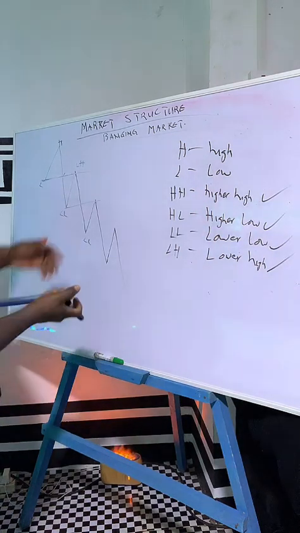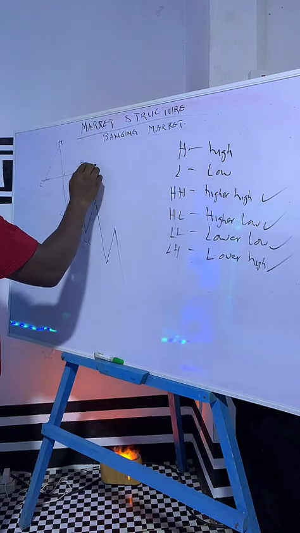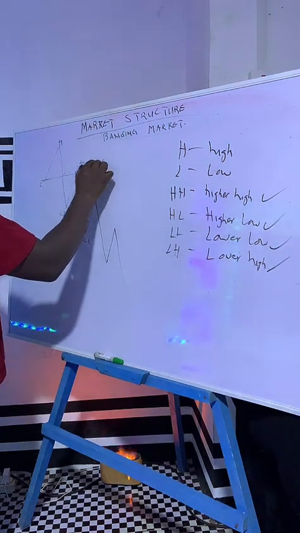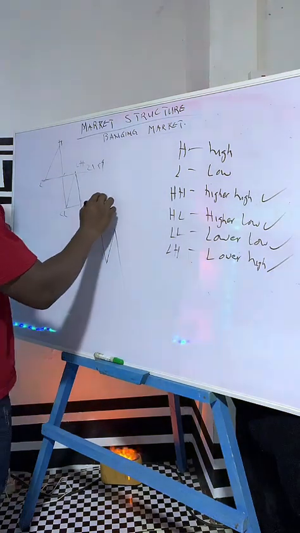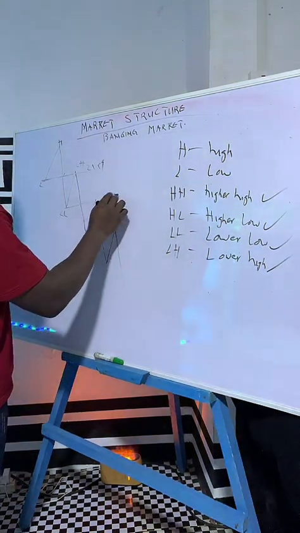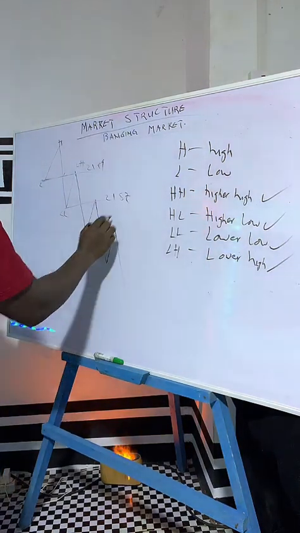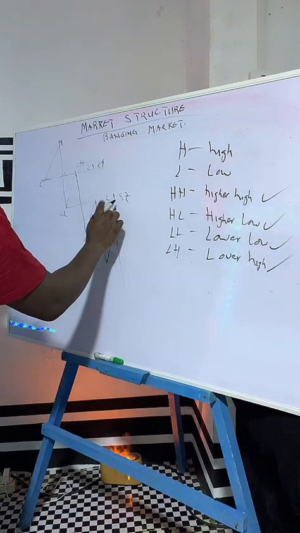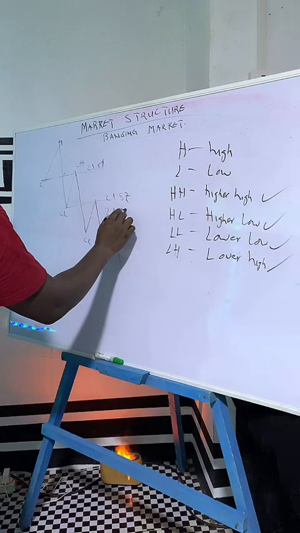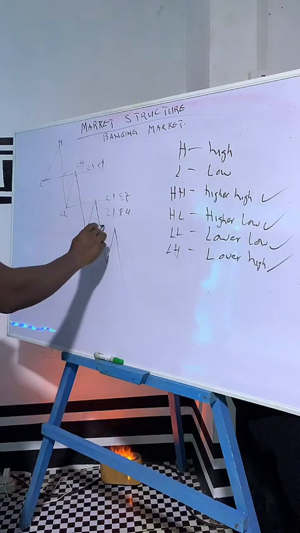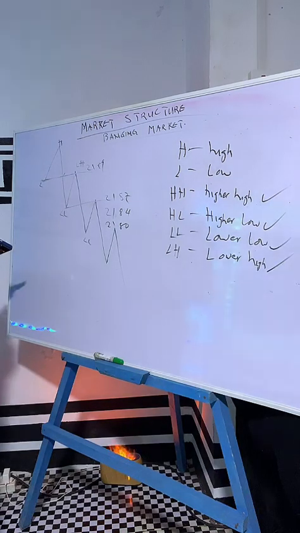Okay, so if you are selling, now everybody sell gold at 21.89. Your first TP at 21.87. TP2 at 21.84. Then TP3 21.80. Right.